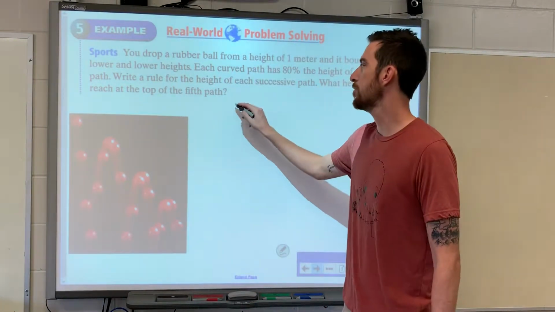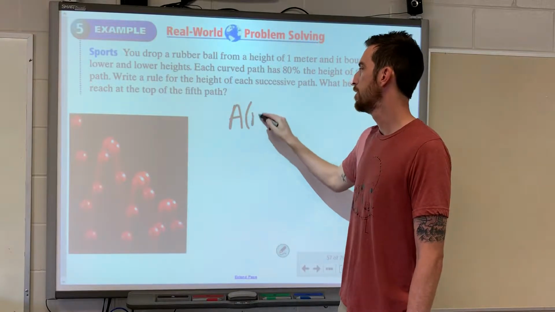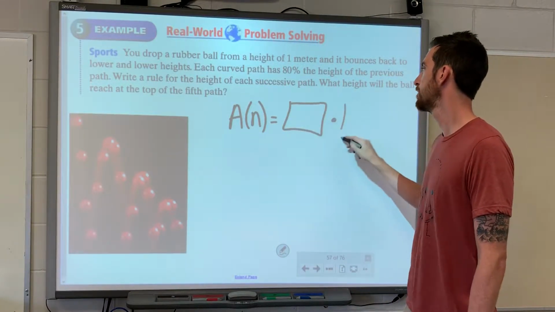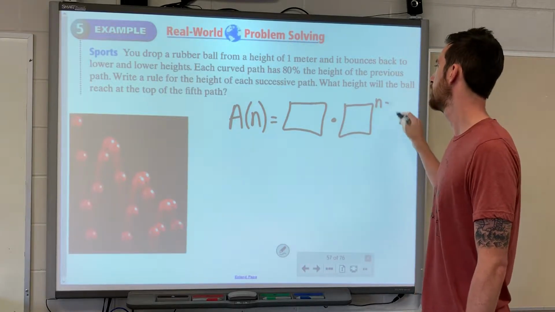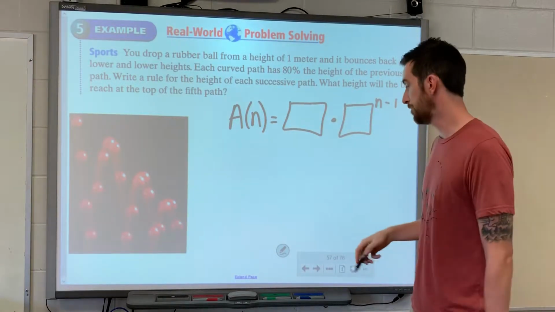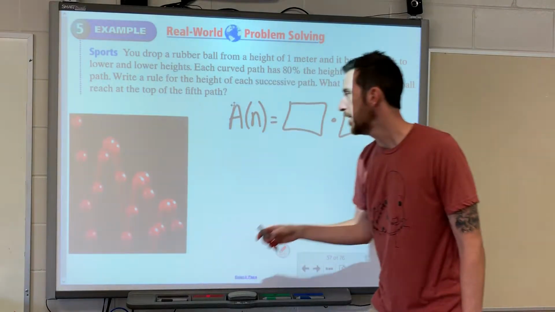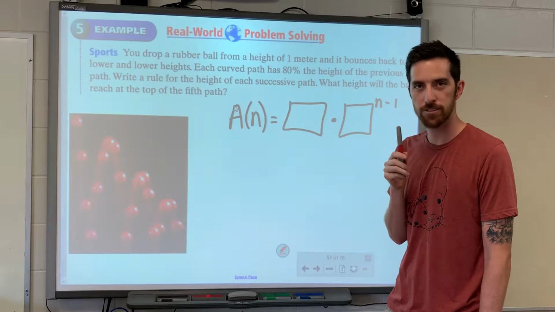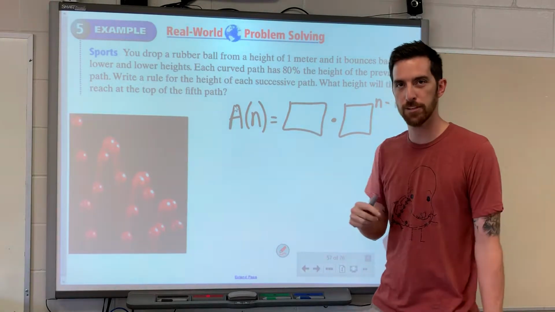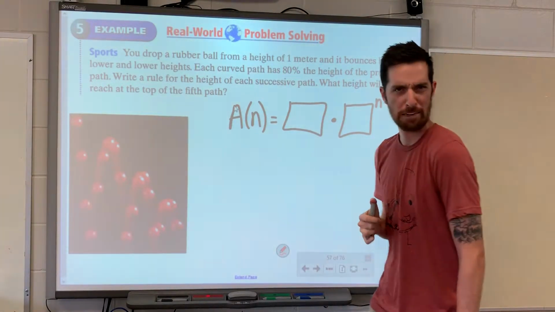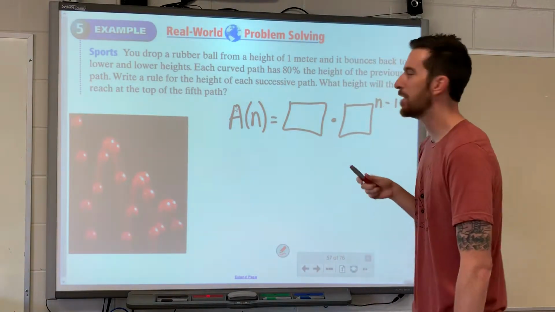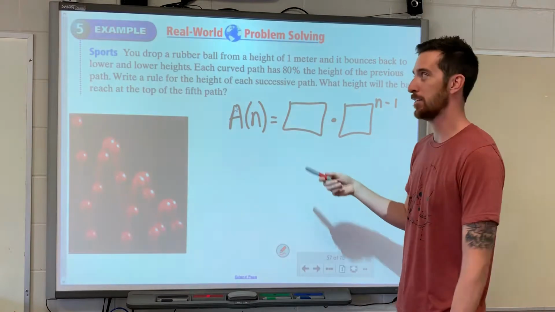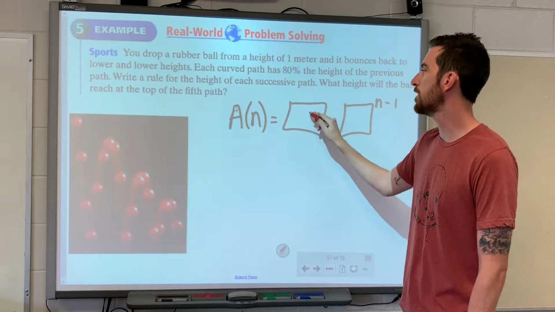So we are going to start with A of n, and we're going to fill in two things. It's always going to be n minus 1. Now this number in front, if you remember back in the day we talked about bugs and how fast their population can grow. Or maybe that's coming up actually. Ooh, creepy. But I think we already talked about it. The initial amount goes here. It doesn't have the exponent. So the initial height was 1 meter.